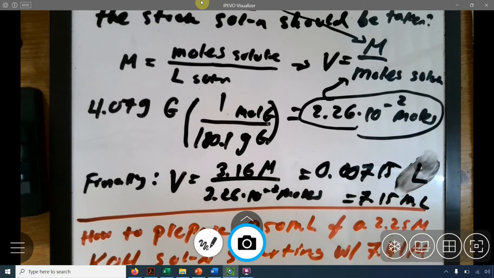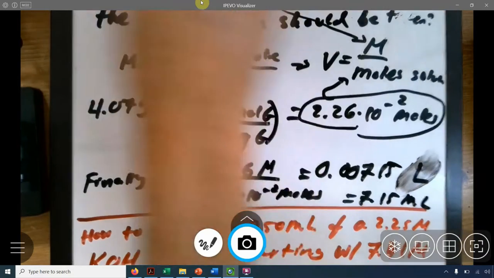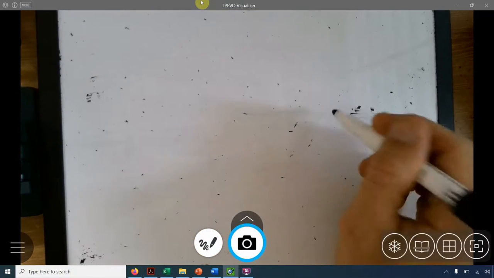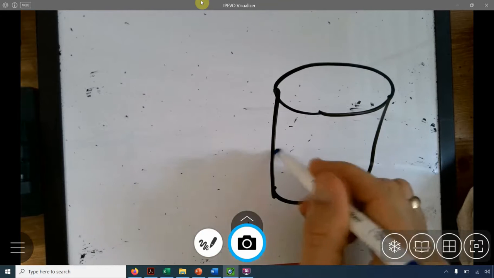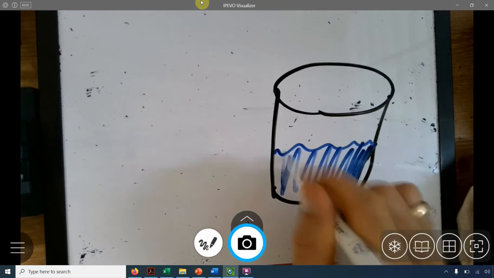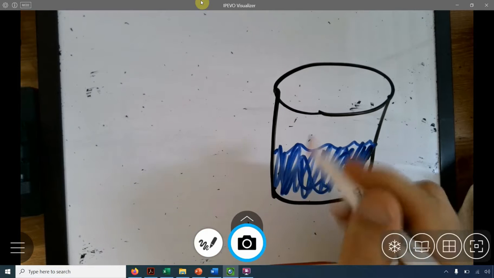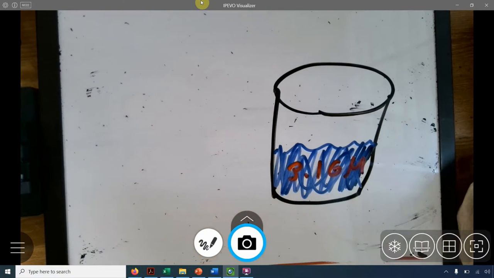But what this means then is that if you were to take 7.15 milliliters of this solution, you would get exactly 4.07 grams. So what I mean by that is, let me draw this out. Let's say someone gave me a vial here, and inside of it I have a solution of this sugar water or antidote or whatever you want, and this thing has a concentration of 3.16 molar.